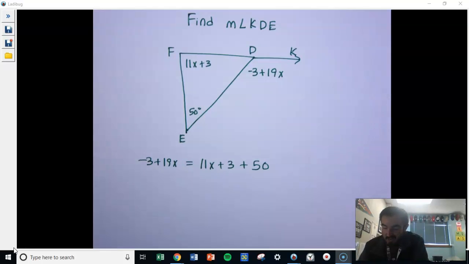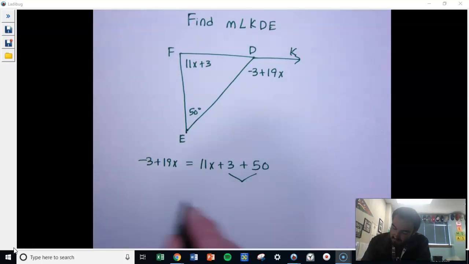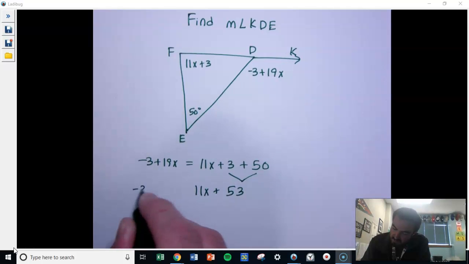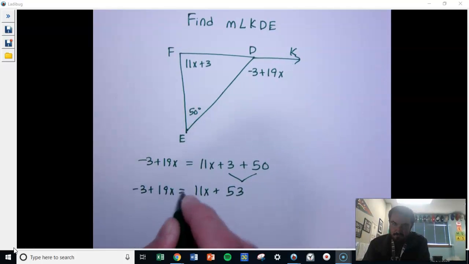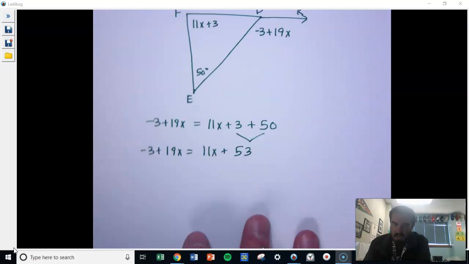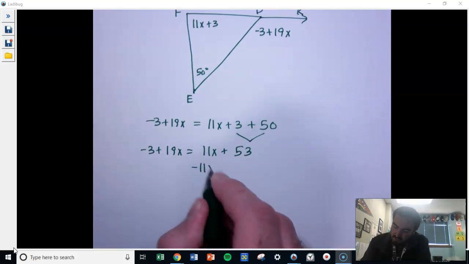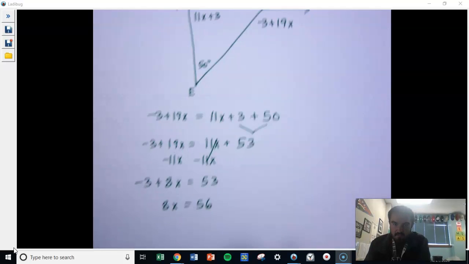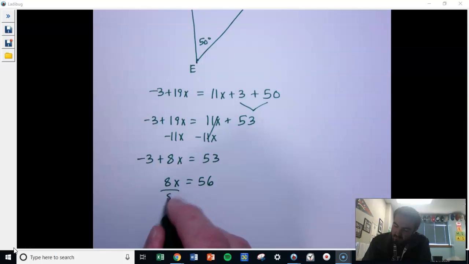So this is something we've already done, right? We would combine these like terms. 11x plus 53, negative 3 plus 19x. Okay, we keep going. I prefer to subtract 11x on both sides instead of 19, but you don't have to do that. 8x would equal 56 when I bring that 3 over, when I add 3. Divide by 8 on both sides, and x equals 7.